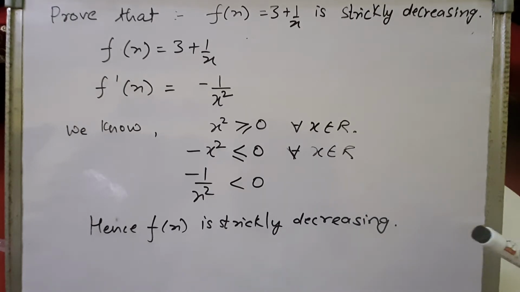So now we have proved that the value of f dash x is less than 0. That means for all values of x, the function f x is strictly decreasing, right, children? For strictly decreasing, f dash x must be less than 0. Alright, note down please.